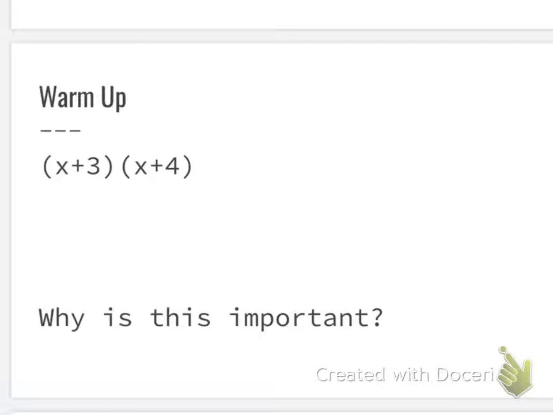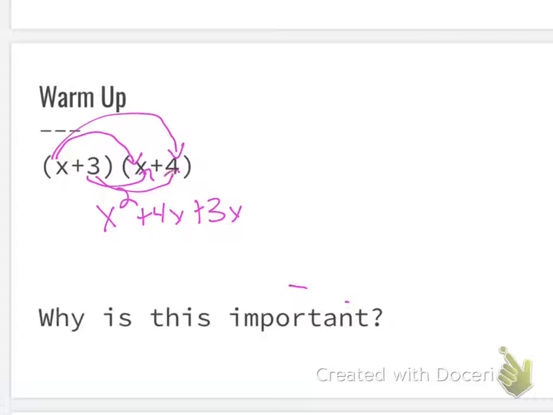Okay, so here's our warm-up. You see this is that double distributive property. You guys did really well with this in class. So we had x squared, because x times x, and then x times 4 gives me 4x. Then 3 times x, and then 3 times 4. We combine our like terms. Those are supposed to be x's even if they look a little wonky. So we end up with x squared plus 7x plus 12.